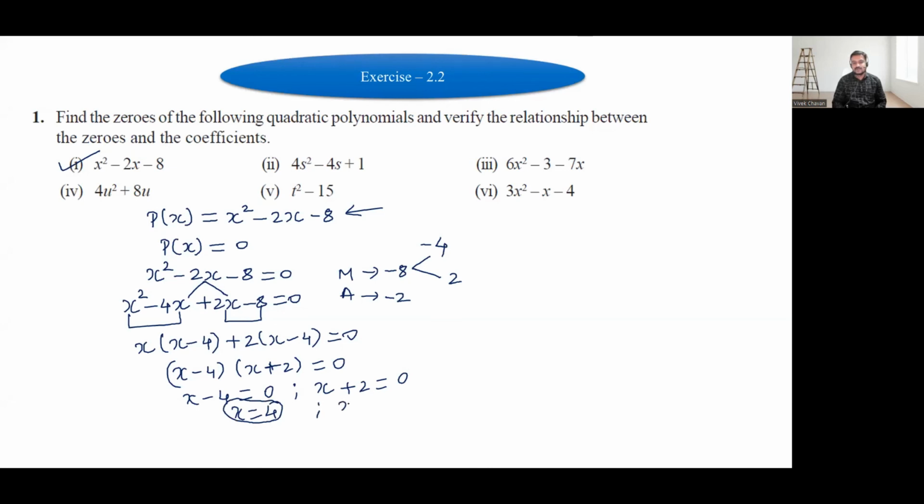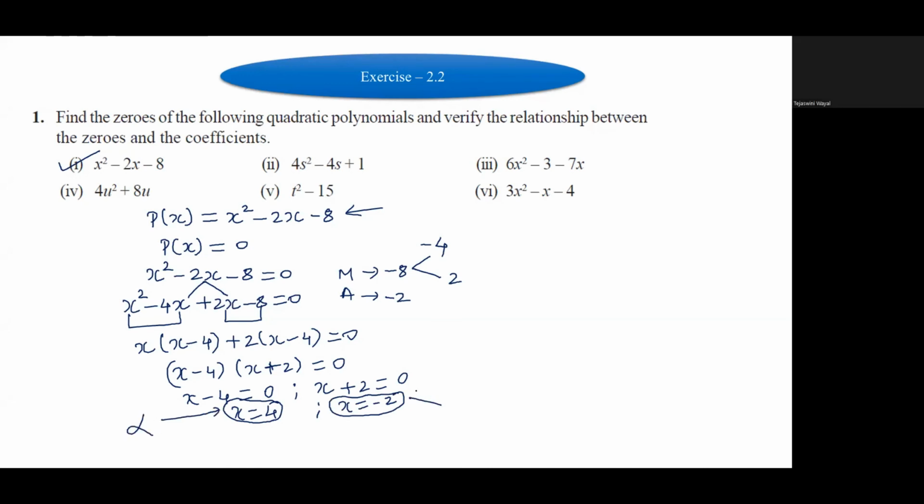और दूसरा जीरो है x is equal to -2. तो इसको नाम दे देंगे अल्फा. Yes, sir. और इसको नाम दे देंगे बीटा. Okay, next. So now time to verify.